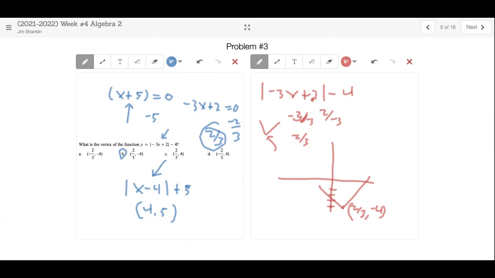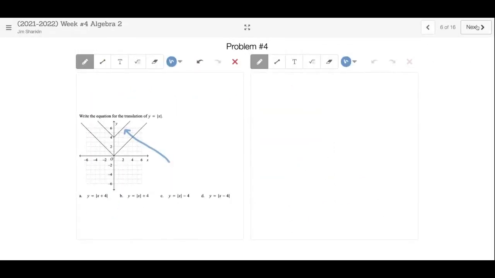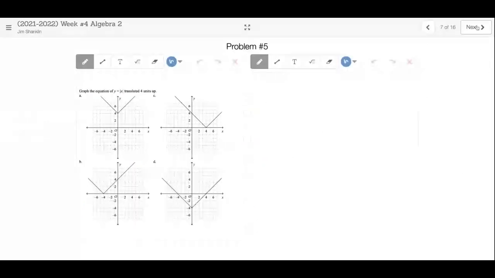All right. So number 4, pretty easy. Number 5, it says graph the equation of y is equal to absolute value of x translated 4 units up. Oh no, Mr. Shanklin, you're making these way too easy on us. Letter A. All right. Shifting 4 units up just gives us letter A. I agree with that. Good.